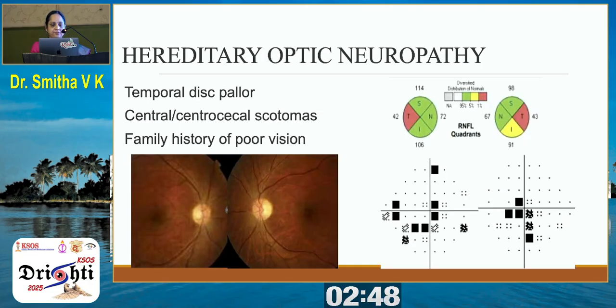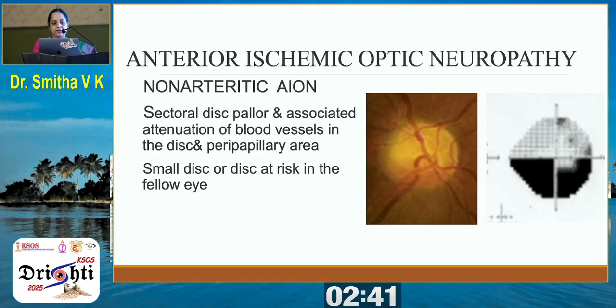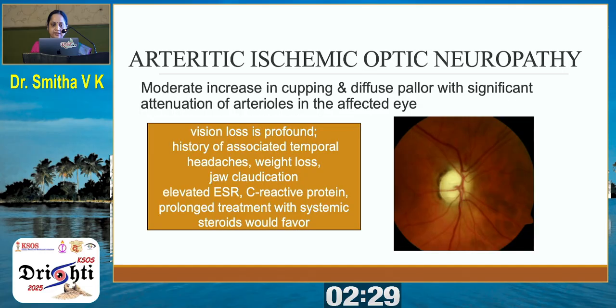In hereditary optic neuropathy, there is temporal disc pallor with central or centrocecal scotomas. In non-arteritic anterior ischemic optic neuropathy, there will be sectoral disc pallor associated with retinal blood vessel attenuation, and the fellow eye has a small disc or disc at risk. In arteritic ischemic optic neuropathy, there is a moderate increase in cupping and diffuse pallor.